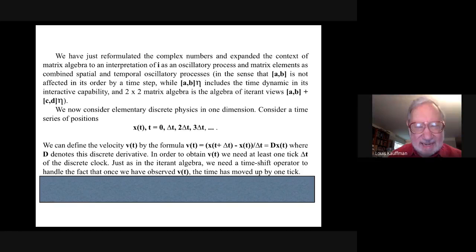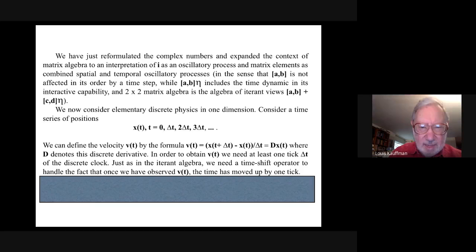So we're talking about this slide, which is saying I can consider velocity discretely, right? Of course I can. And I'll call it dx of t is x of t plus delta t minus x of t, divided by delta t. But what are we going to do with that?